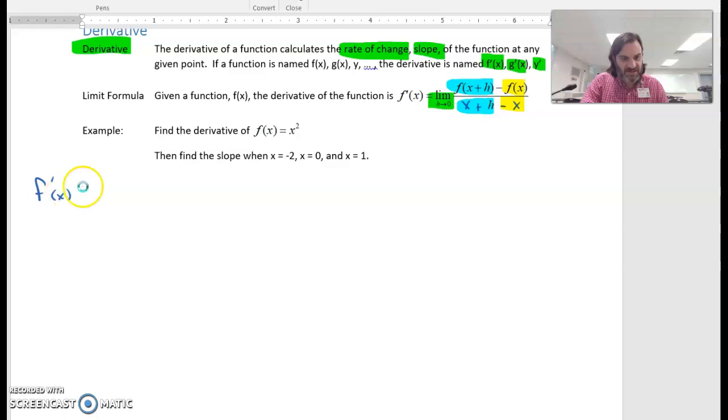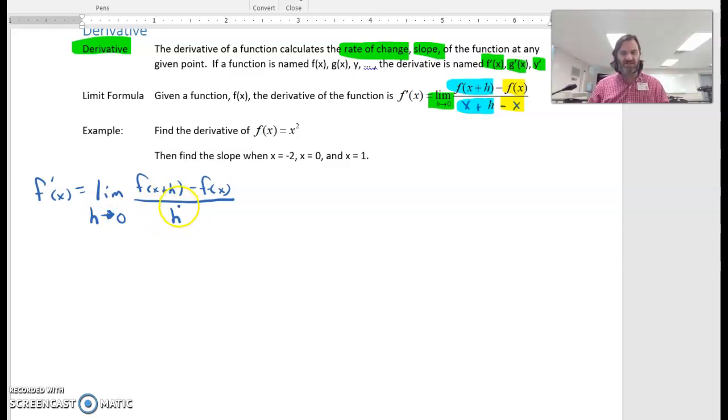That limit definition would be f prime of x equals the limit as h approaches 0, so our two points can get really close together, of f of x plus h minus f of x. That's a difference in two y values, over x plus h minus x, which we'll just simplify down to h.